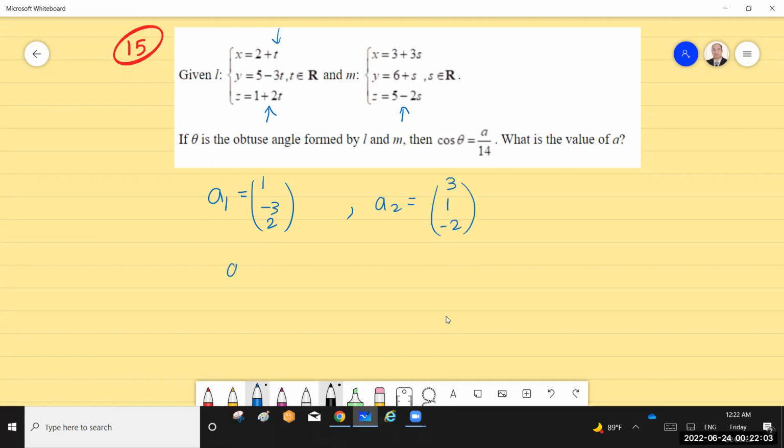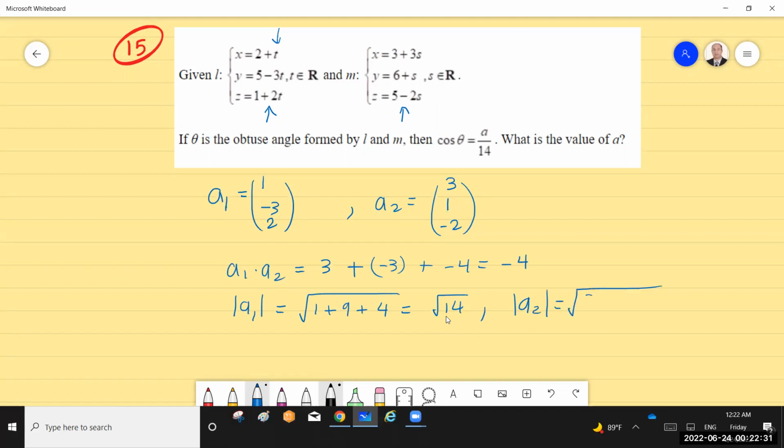To find the angle, as you know, A1 dot A2, the dot product: 1 times 3 is 3, plus negative 3 times 1 is negative 3, plus 2 times negative 2 is negative 4. The answer is negative 4. Norm A1 is equal to square root of 1 plus 9 plus 4, which gives you root 14. And norm A2 is square root of 9 plus 1 plus 4, also root 14. So cosine of the angle theta between these two lines is negative 4 over root 14 times root 14, which gives you negative 4 over 14, which is negative 2 over 7.